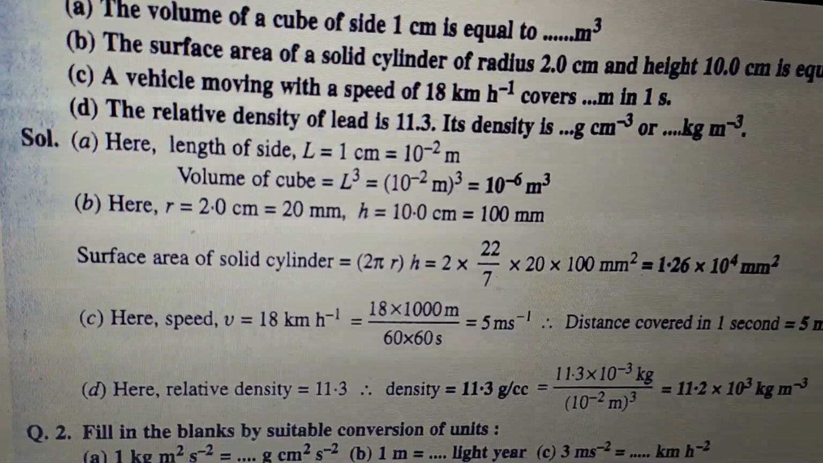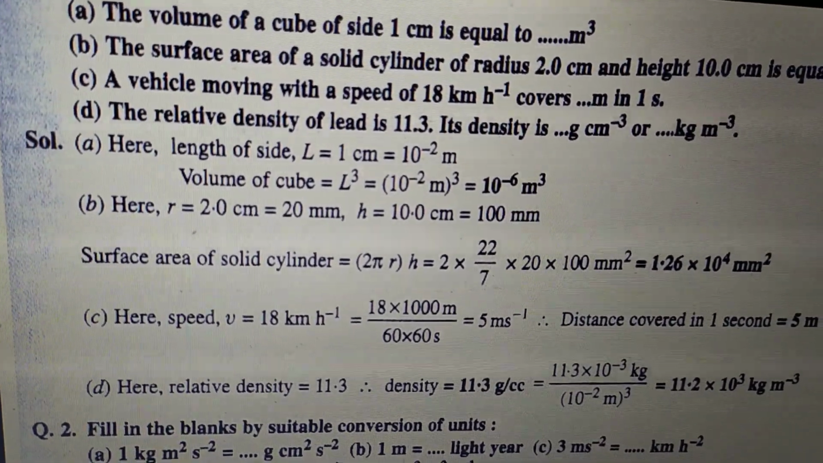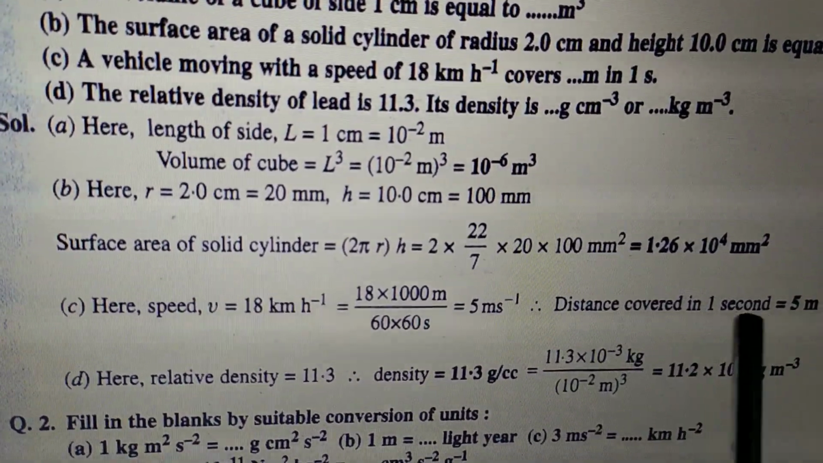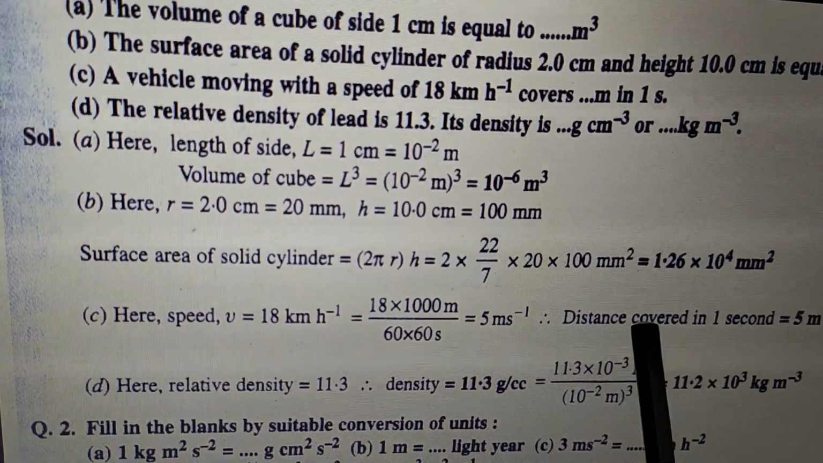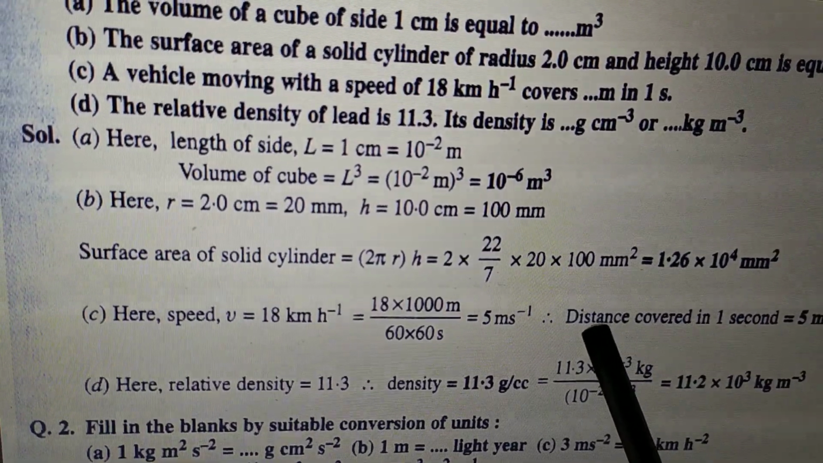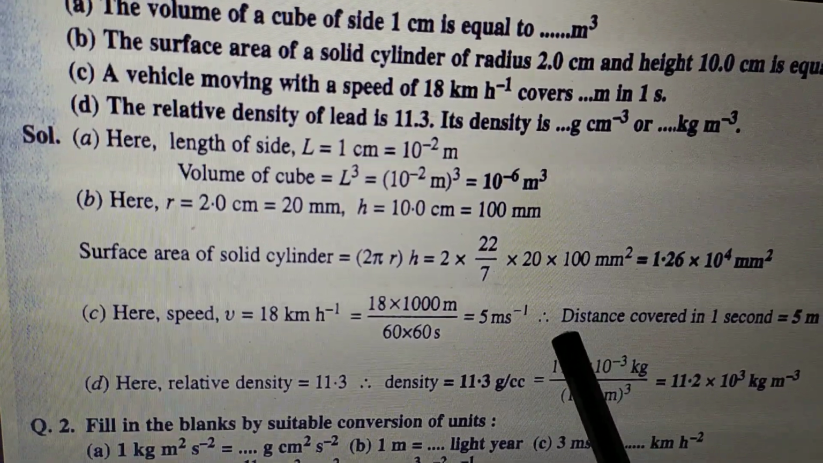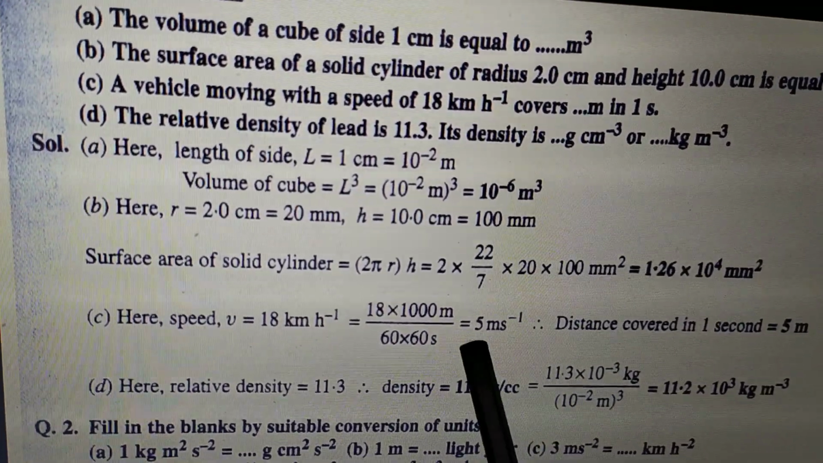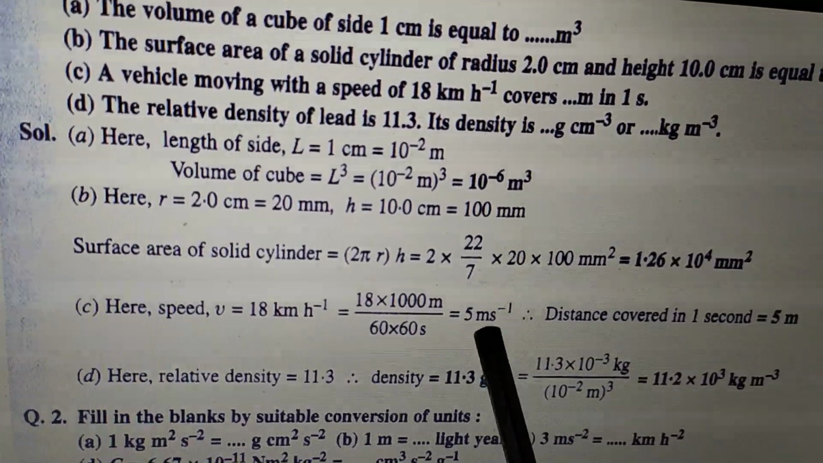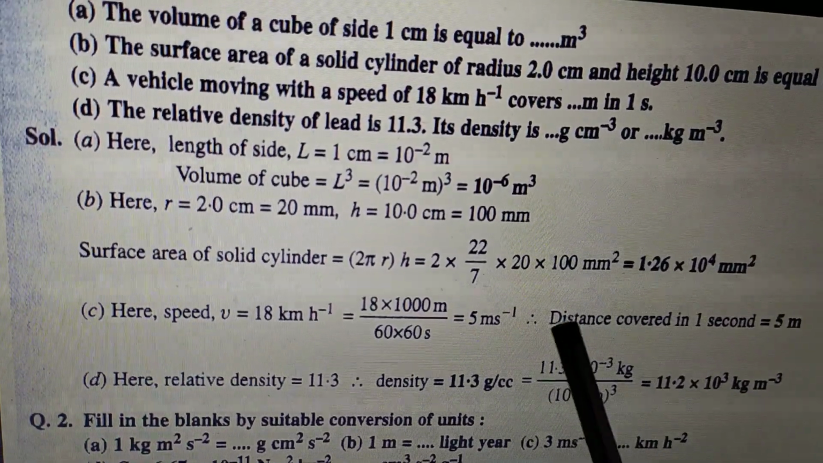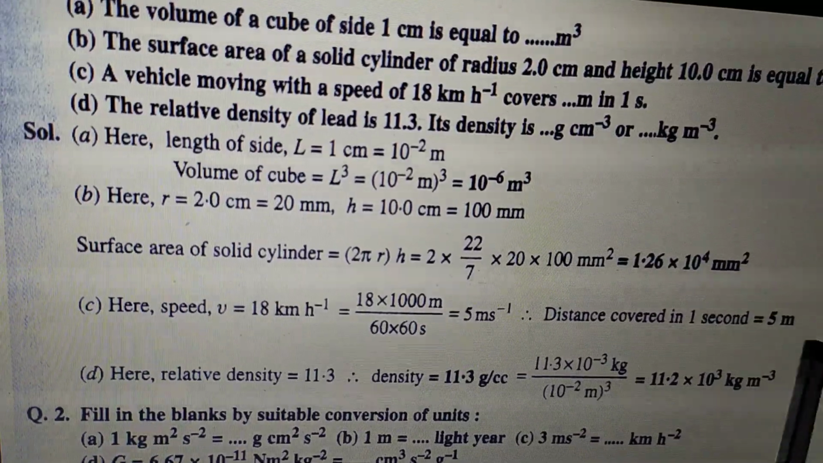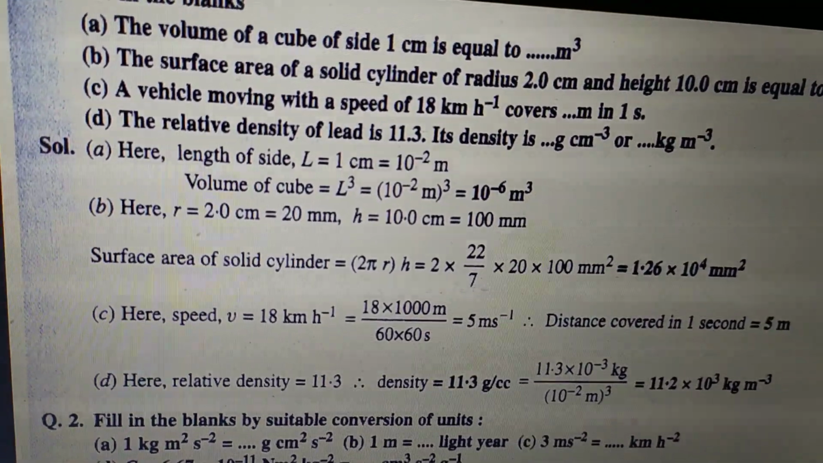Now we have to find the distance covered in 1 second. We know the formula, speed is equal to distance upon time, so distance is equal to speed into time. The speed is 5 meter per second, and the time is 1 second. So 5 into 1 gives 5 meters. Distance is equal to 5 meters.